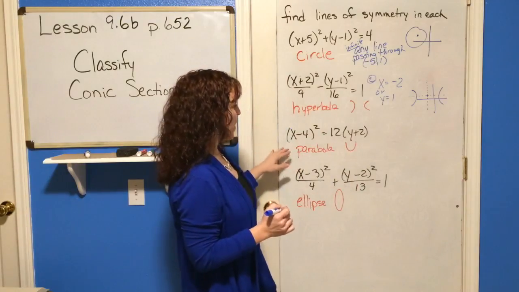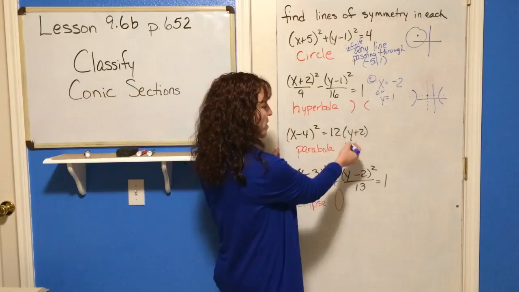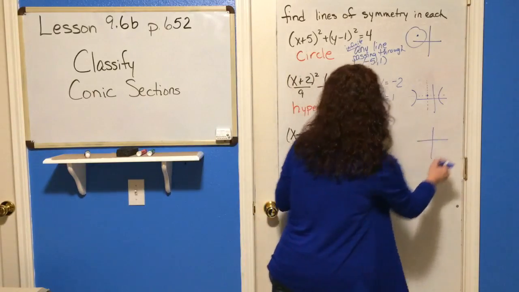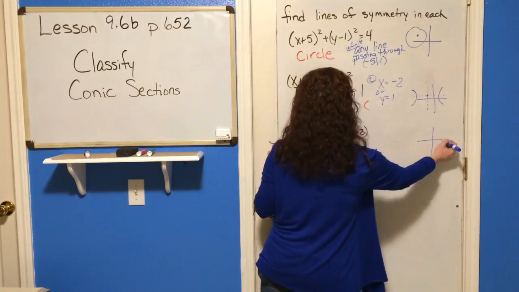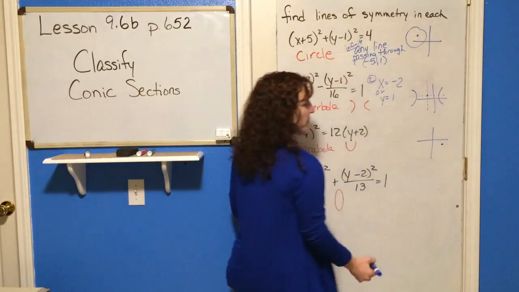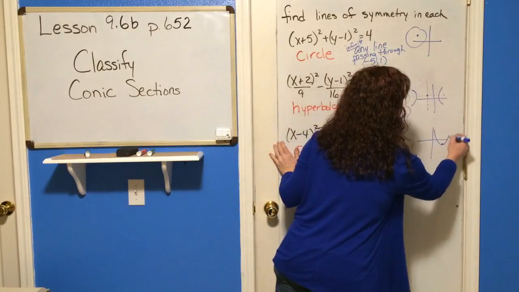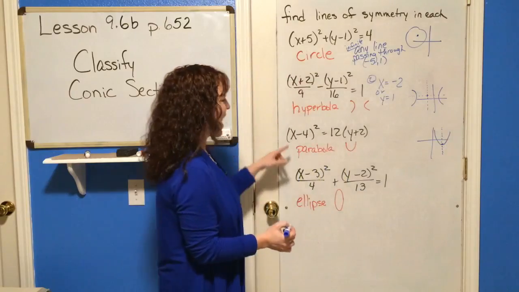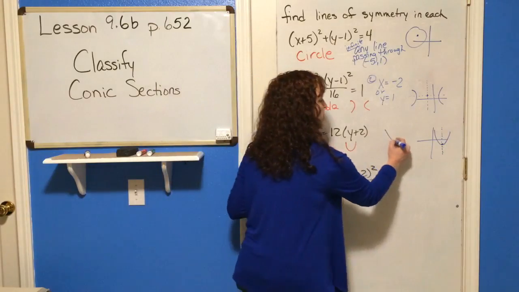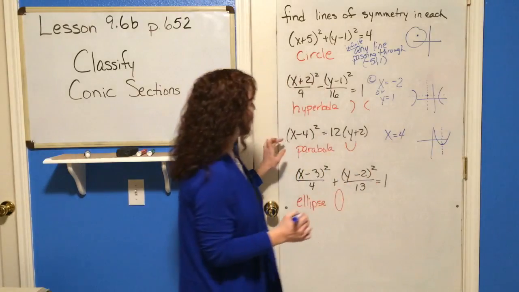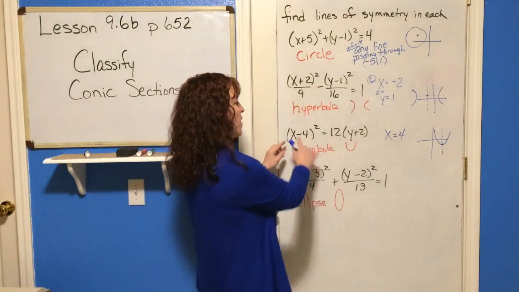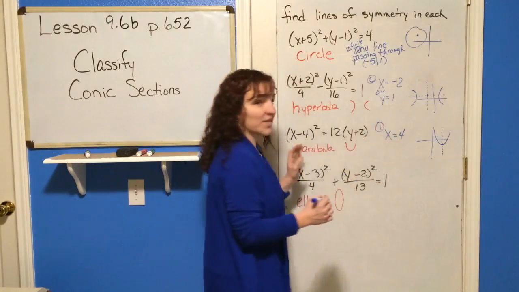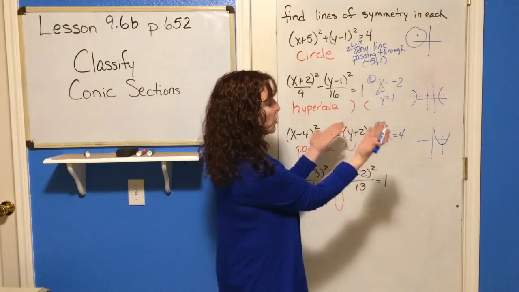On a parabola, because this is going to open up and down, let's look at it again here. The center is going to be 4 and -2, and it's going to open up and down. So this is going to be a vertical line at x equals 4. So for your parabola, it's going to be whatever your squared term is. You're only going to have one line of symmetry for a parabola. You can only fold it in half this way.